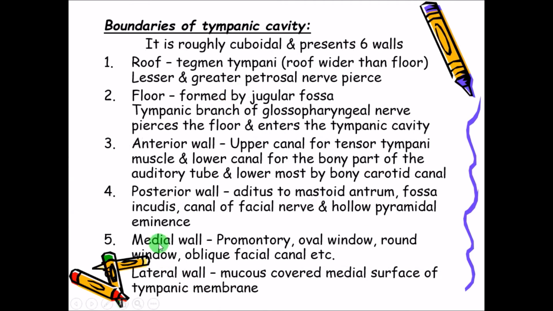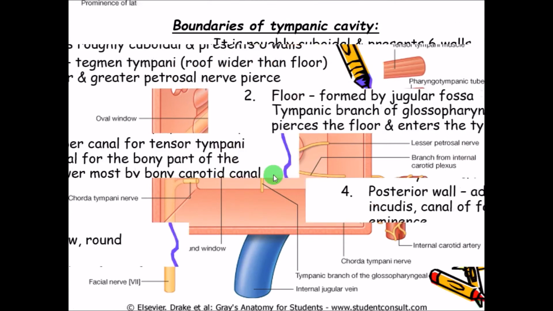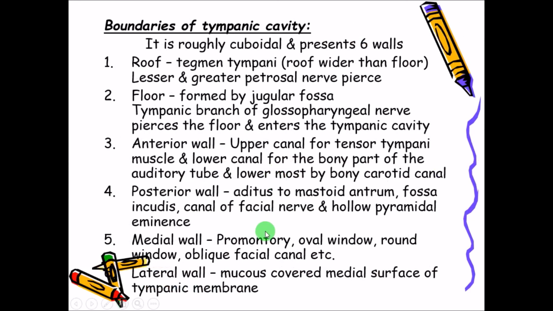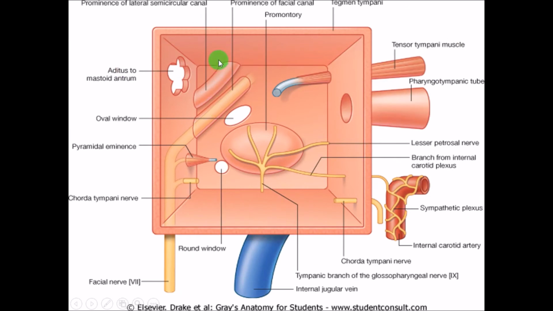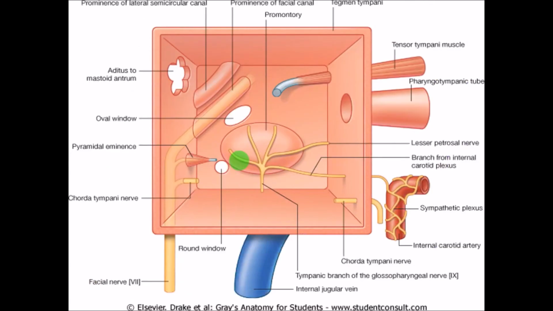Okay, then coming to the lateral wall. The lateral wall is that wall where we are tracing all the structures. It is not shown here because we wanted to see inside. So the lateral wall is the mucous-covered medial surface of the tympanic membrane. The wall will be totally closed, covered by mucous membrane, and the medial surface of the tympanic membrane will be there.